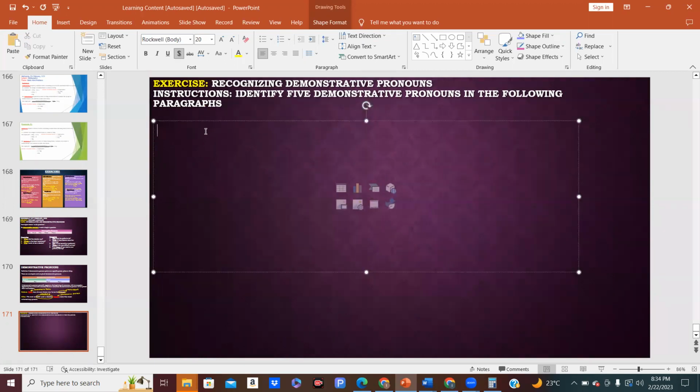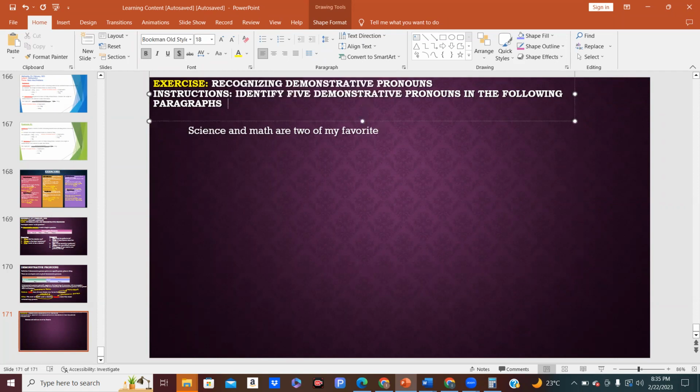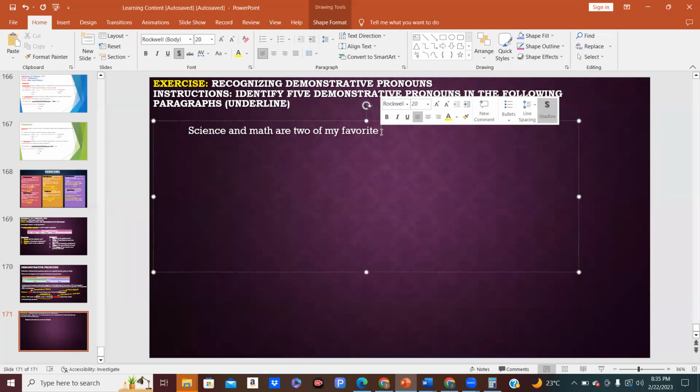So the paragraph says, remember we indent the paragraph: Science and math, write this down please, are two of my favorite subjects. And so from this paragraph, you're going to underline. When you see a demonstrative pronoun, underline it, please. Science and art are my two favorite subjects.